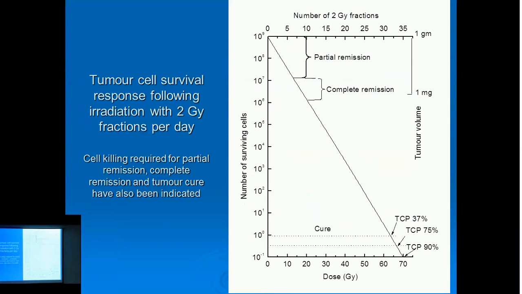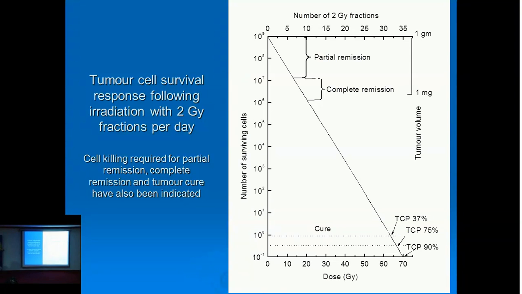Theoretically, when you do fractionated radiotherapy, a generic D0 value for the tumor cells is 3 gray. If you plot the cell survival against the dose, when you reach about 60-65 gray, you get a survival of one tumor cell. Normally, a tumor may contain about 10⁹ cells.